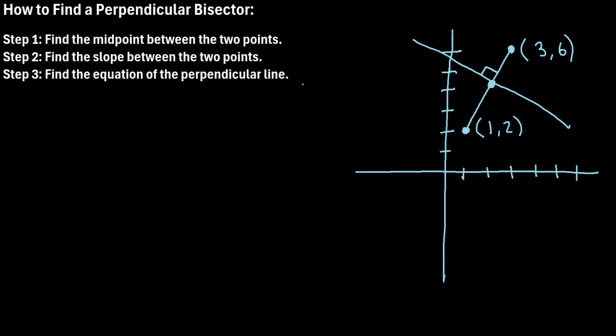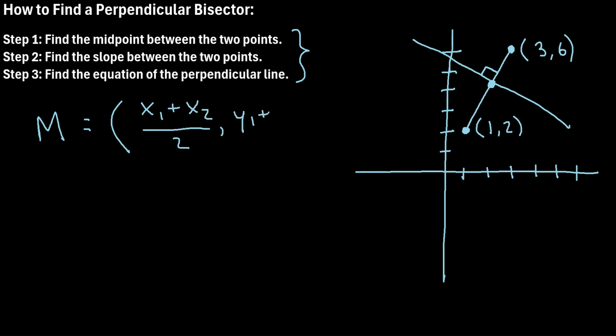So how can we find a perpendicular bisector? Well, we can use this 3-step process right here. So let's walk through an example. The first step is we need to find the midpoint between these 2 points. So the midpoint, I'll label it with a capital M, is calculated like this. x1 plus x2 divided by 2, comma, y1 plus y2 divided by 2.